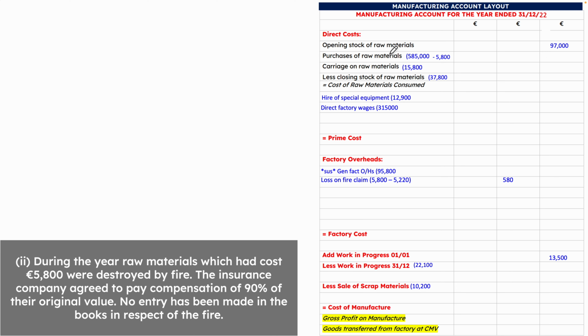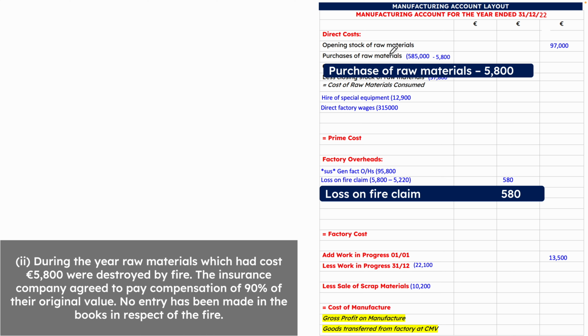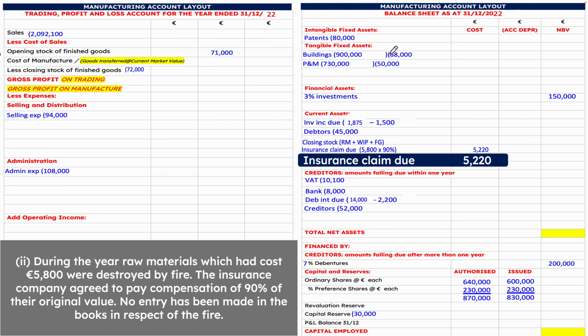Okay, so how are we going to record this? Well, the purchases of raw materials, we're going to take 5,800 away because they've been damaged. We also have to show that there is a loss on the fire claim, so we are treating that as an expense. Okay, so loss on fire claim is going to go into factory overheads. So unfortunately, they just didn't pay us the 100%. And the insurance company has not yet paid us the 5,220. Okay, so we are going to put that into the current assets, insurance claim due 5,220 in the balance sheet.